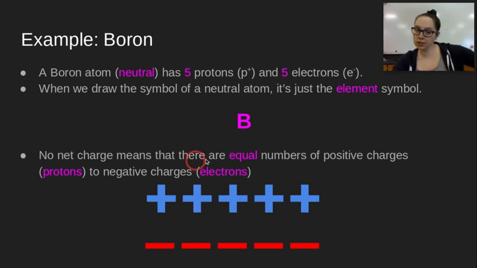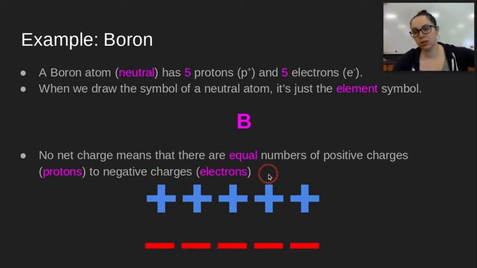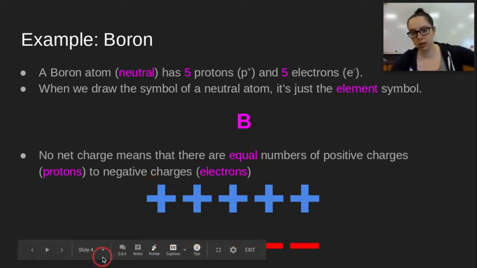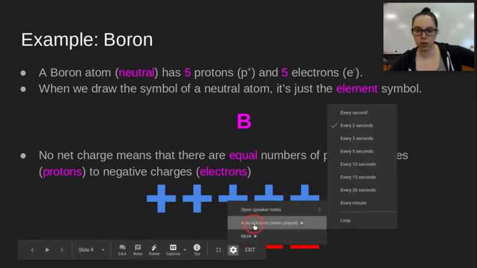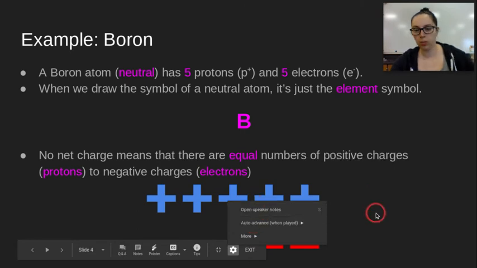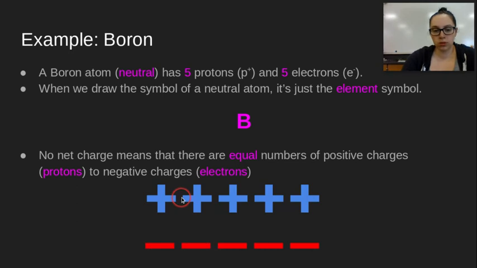No net charge means that there are equal numbers of positive charges, which is protons. That's these blue things right here. And negative charges, which is electrons, which are the red things down here. So we have equal numbers of pluses and minuses, protons and electrons.